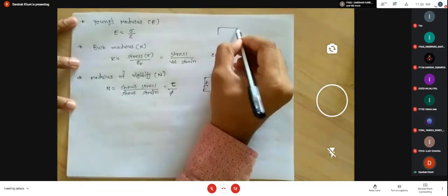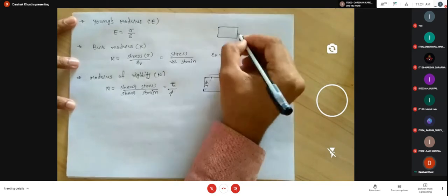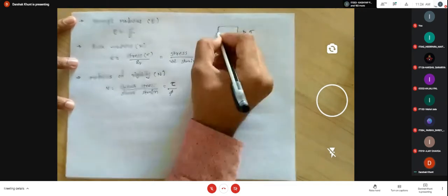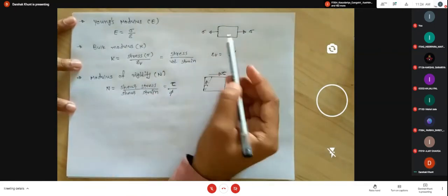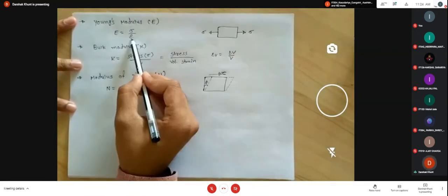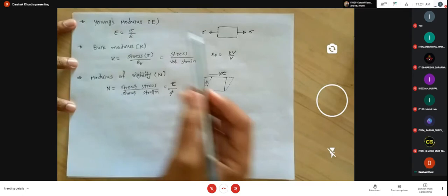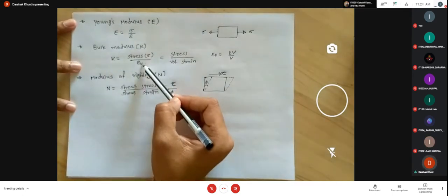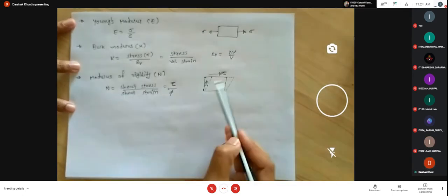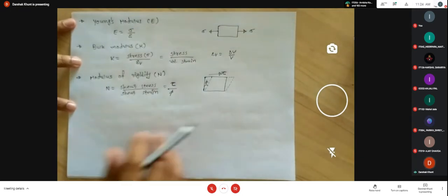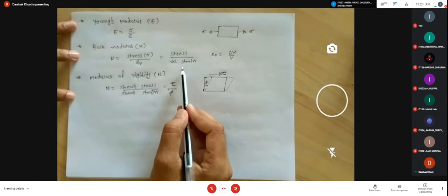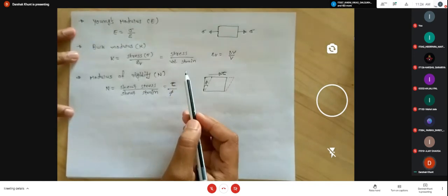This stress is a longitudinal stress, meaning our material section is this, so this is the stress. It is a longitudinal stress. Longitudinal stress by longitudinal strain is Young modulus. Longitudinal stress by volumetric strain is bulk modulus, and shear stress by shear strain is modulus of rigidity. So these are three important parameters related to stress and strain.